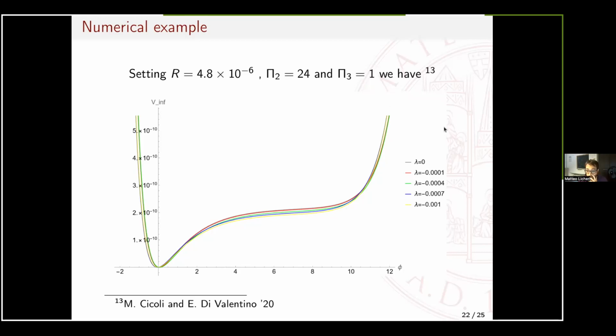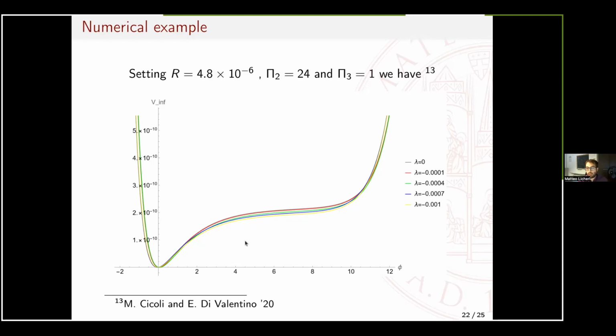We have that the potential here is represented. As you can see, we scan for lambda equals 0, the uncorrected one, and in the corrected case, lambda equals 10 to the minus 4, 10 to the minus 3. We can see that here the effect is more noticeable than the case where we had the blow-up models. In fact, the steepness of this potential, this plateau, gets destroyed.